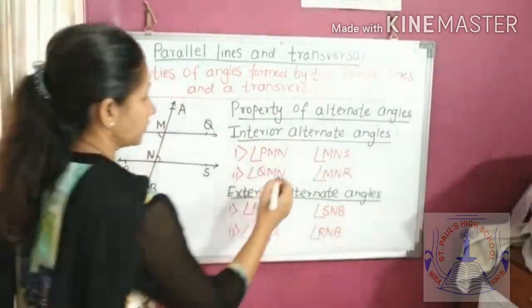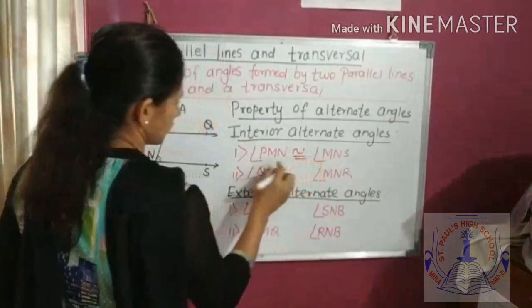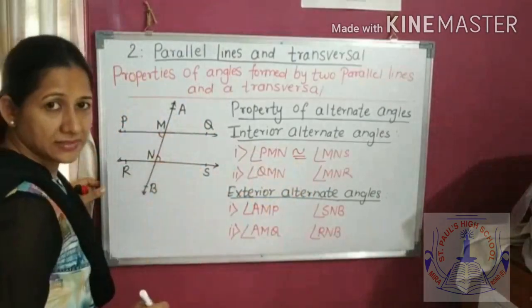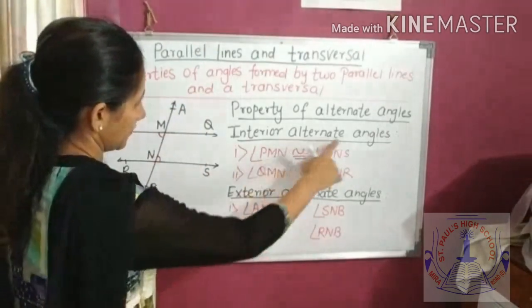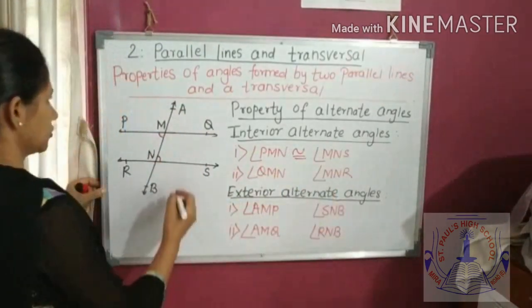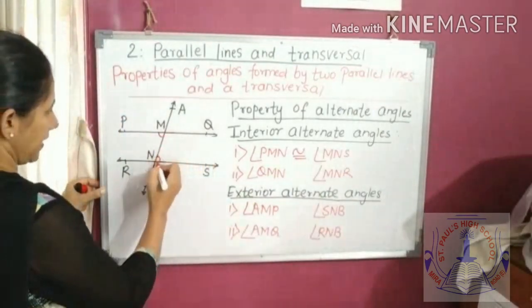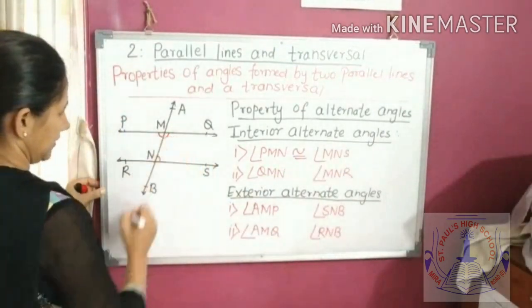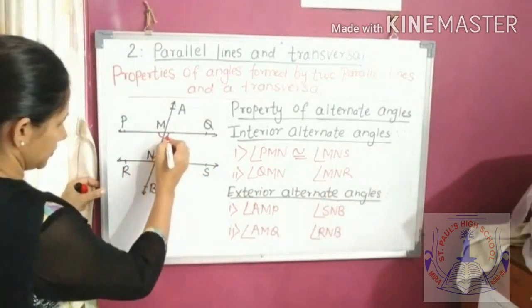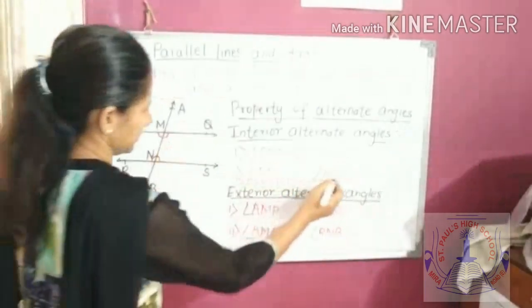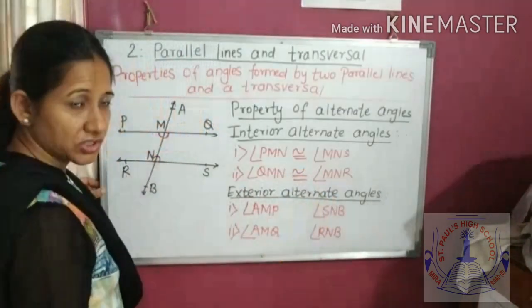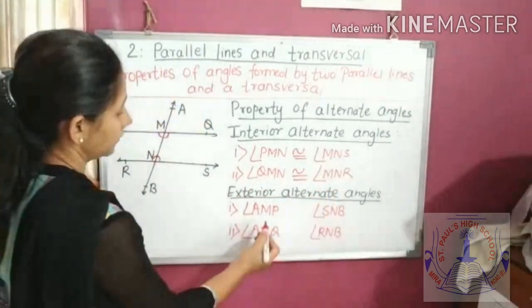As I said, the property is that they are congruent to each other. So I will write a congruent sign over here. Angle PMN is congruent to angle MNS. Clear? Next pair of interior alternate angles is angle QMN and angle MNR. So angle QMN, this is that angle, and angle MNR, this is that angle. This pair of alternate angles are also congruent to each other.